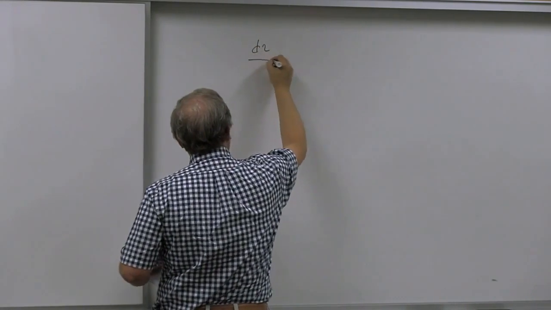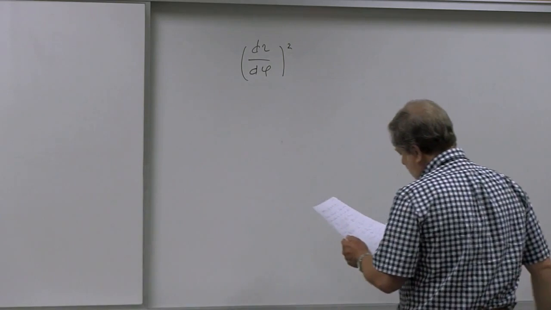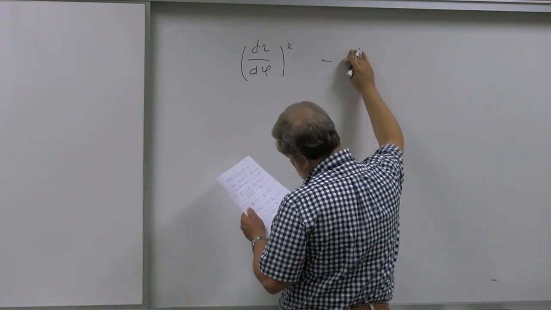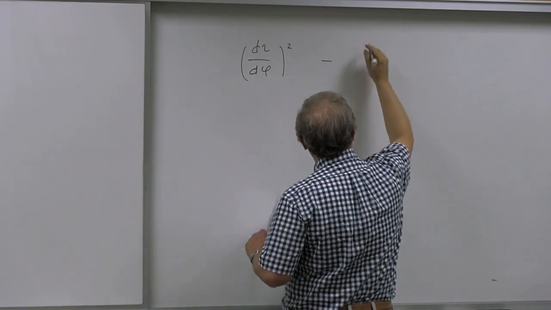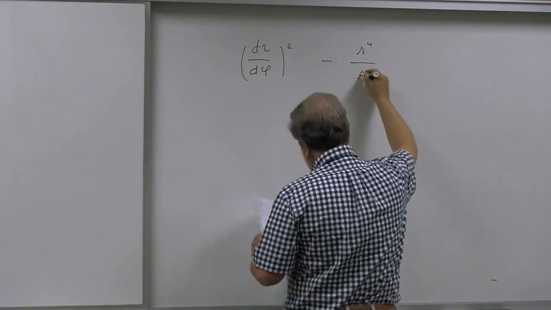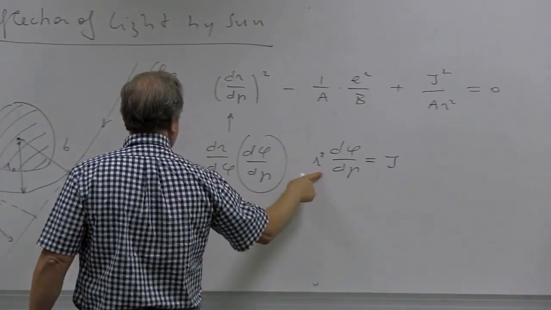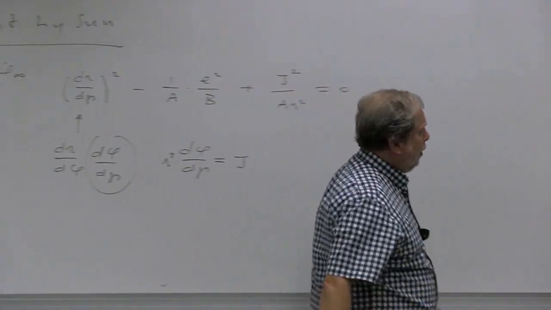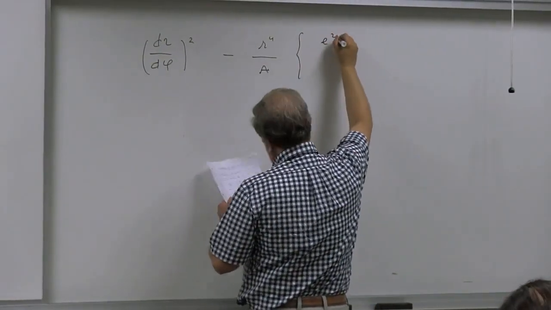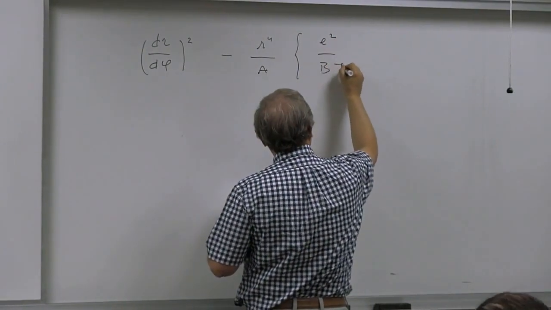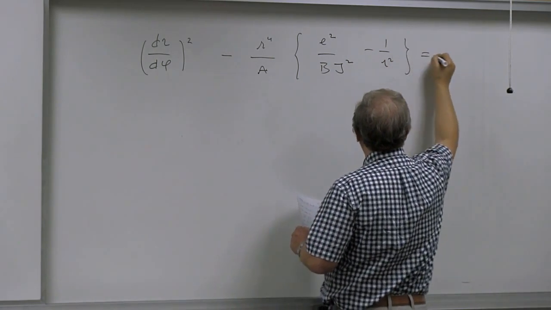So isolate the dr by d phi term. Write the square of this plus the rest, so minus e to the 4th, r to the 4th, divided by a. So we get this r squared here squared, and the 1 over a that we had there, times e squared divided by b j squared minus 1 over r squared is equal to 0.